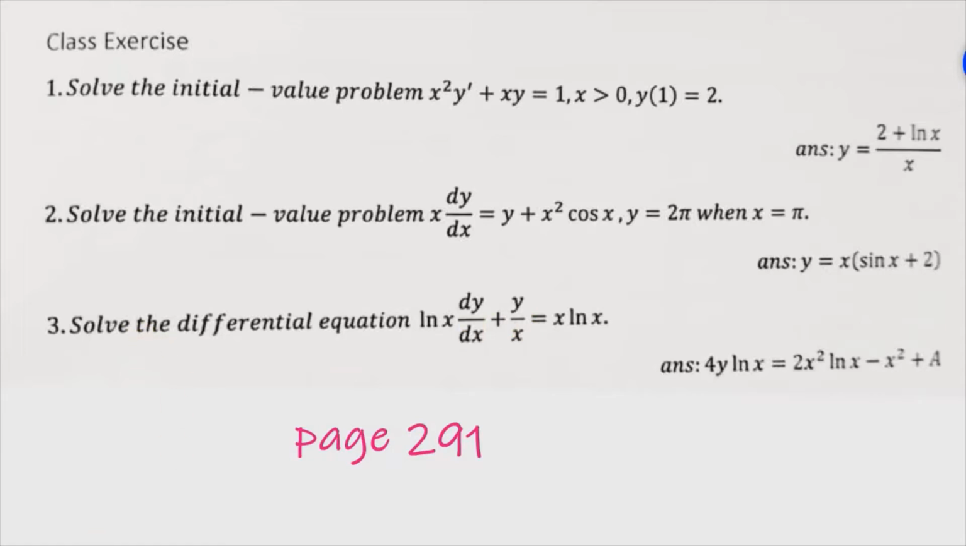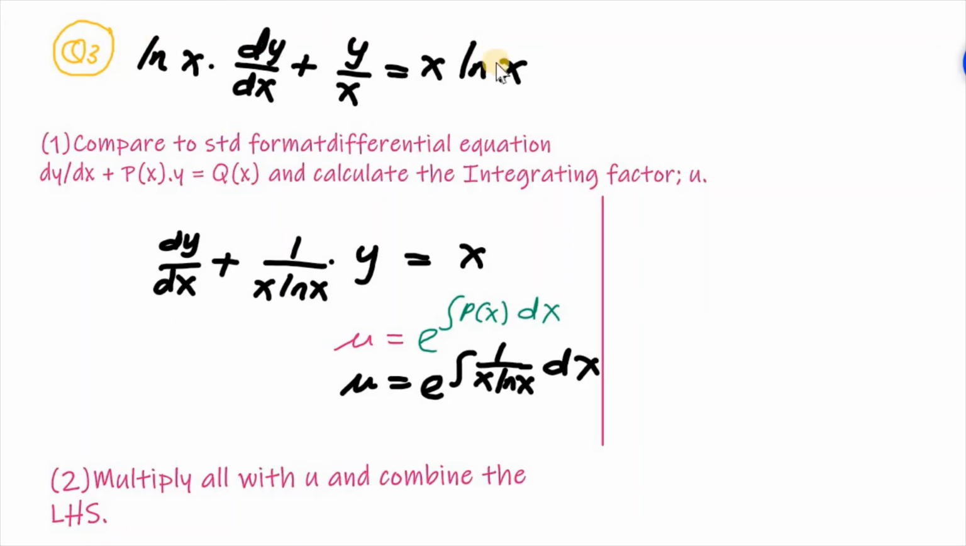Question number 3. So I'm rewriting back the question. In order to solve this, we need first to multiply the differential equation with the integrating factor mu. The formula of the integrating factor is e power integral of p dx. So we need to recognize the p. You cannot straight away read it from here, right? You have to rearrange it in this format, so that then you can recognize your p.